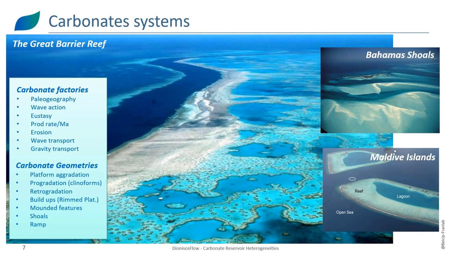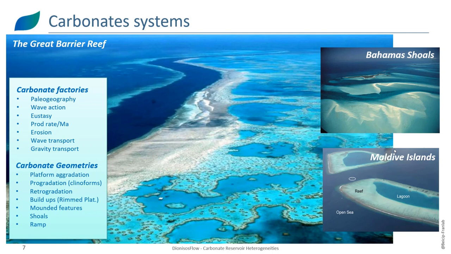Carbonate systems are influenced by different types of factors that we will discuss later on. They will be impacted by paleogeography, wave action, USTC, carbonate production rate, and also not to forget erosion and how they are transported. Carbonates are developed in situ, but they are transported because of wave energy or even because of gravity and slope. Carbonates can develop under different types of geometries, depending on your sequence stratigraphic framework. You will see wide platform aggradations, clinoforms or progradations, retrogradations, buildups in rim platforms, or mounded features like the Dicodium basinella mounds, or oolitic shoals and ramps.